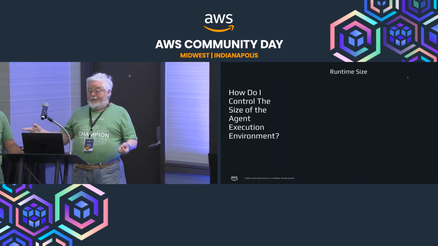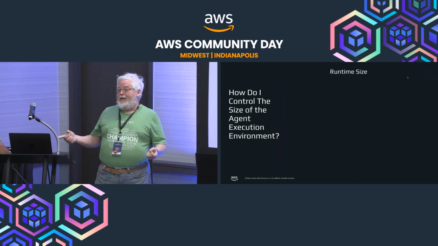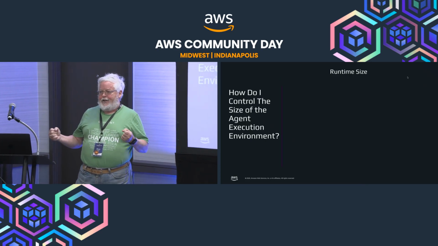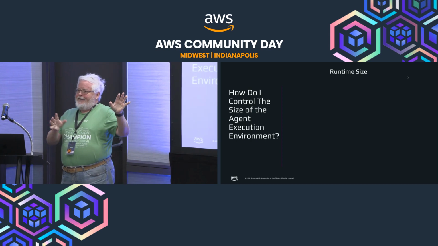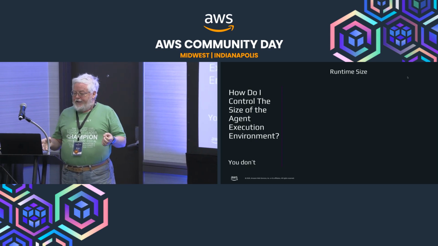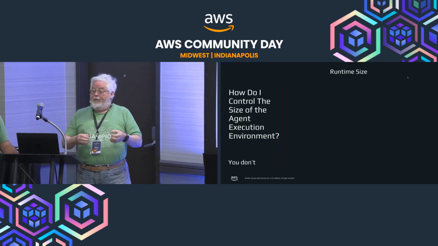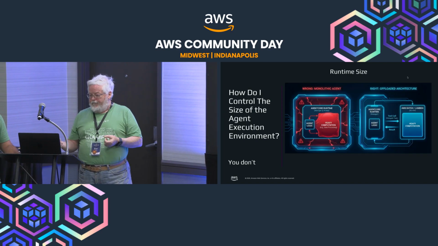Now, this slide we have to update because Chris looked and saw that Amazon made a change before lunch. So I'm going to tell you the slide and then tell you how it changed. But the question is, how do you control the execution environment when you're executing a tool in a runtime? And the answer is, you don't.